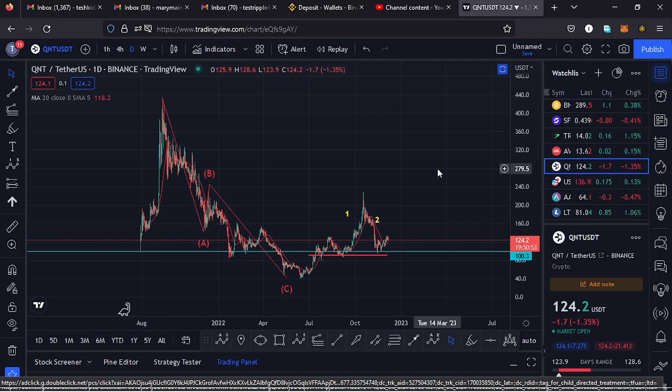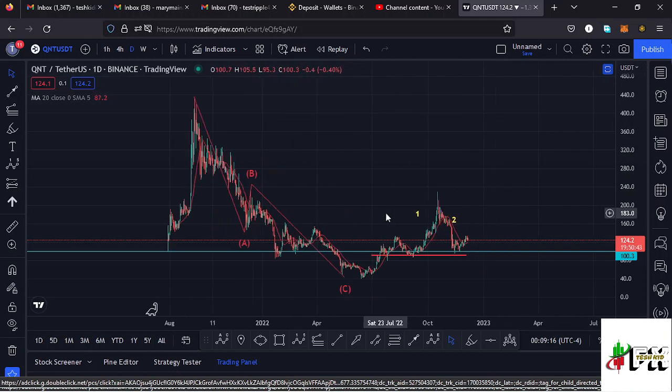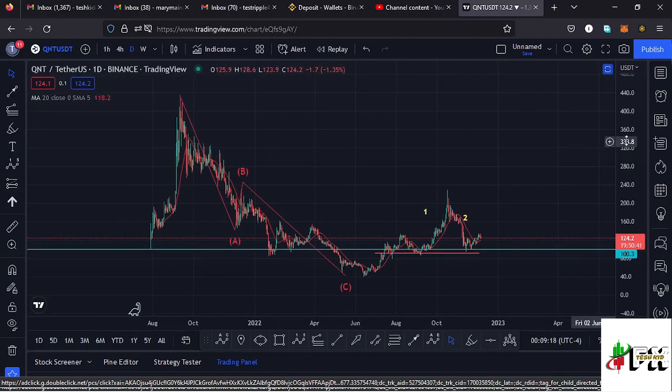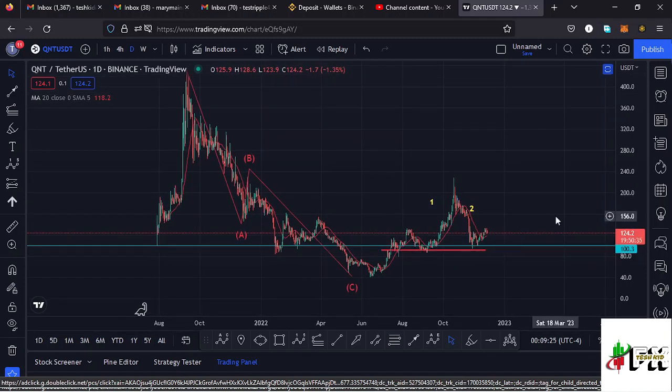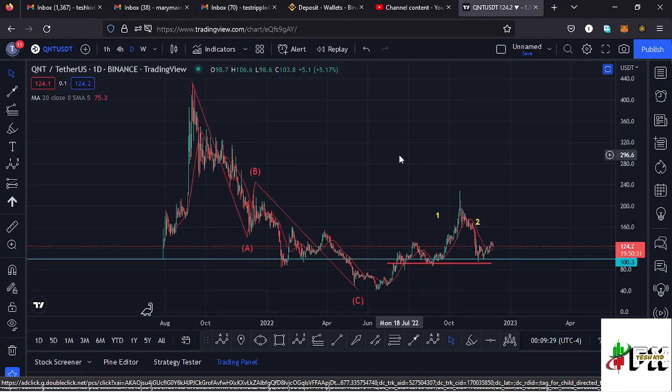I'll be giving you a price prediction update on Quant, whose current price stands at the $124.2 mark, and here on TradingView the market is down by 1.35%. In this video I want to give you the short-term and the long-term scenarios that I expect to play out, basing my analysis on the Elliott wave structures, the Fibonaccis, and also drawing out any key chart patterns that we have information on in this chart.